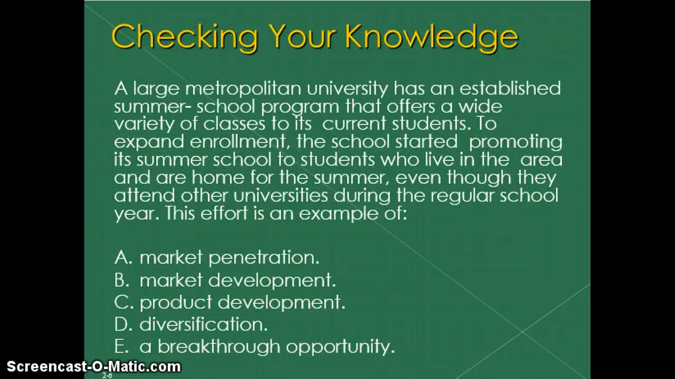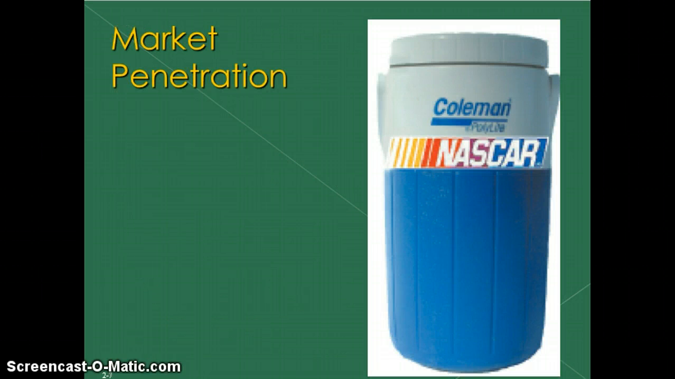For checking your knowledge here, just for the sake of time, I just want to give you a little bit of information. Make sure you read through this one carefully, because you have to understand that what the university is trying to do is increase enrollment by selling their current product, summer school, to a new group of students who are home for the summer, students who are not normally enrolled there. So you're looking at option B as the best option. We talked about market penetration here. Again, there's the example of the Coleman cooler with the NASCAR logo on it as well.